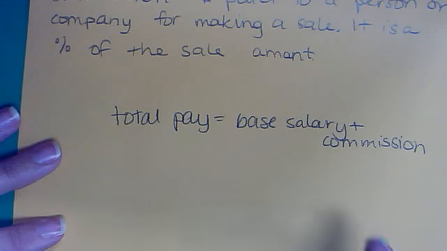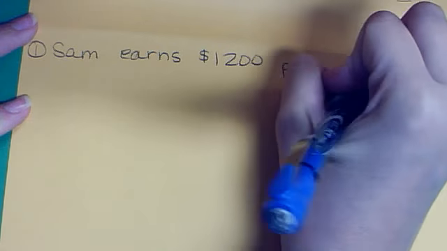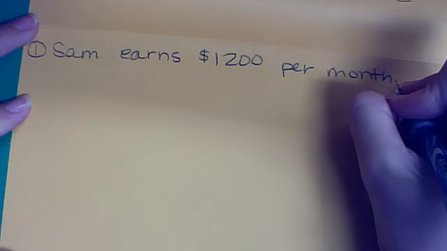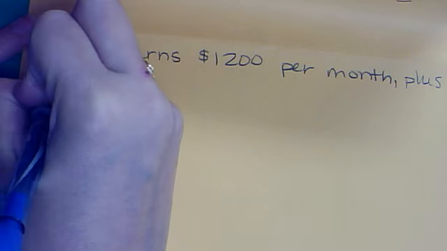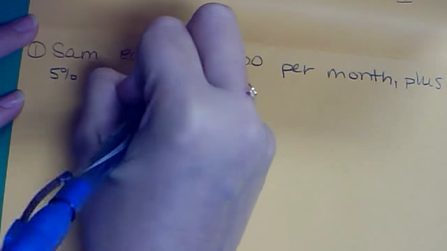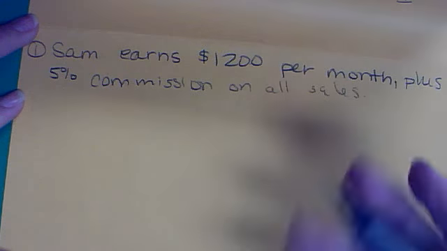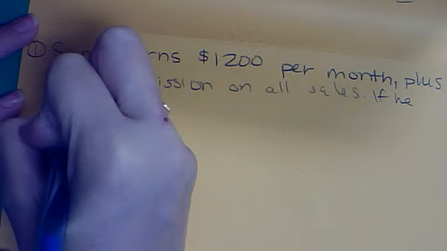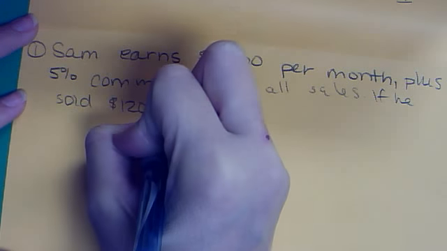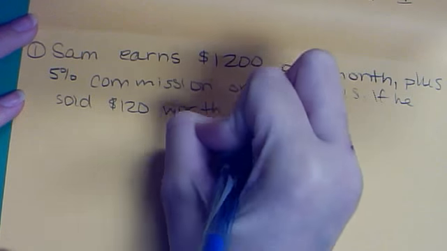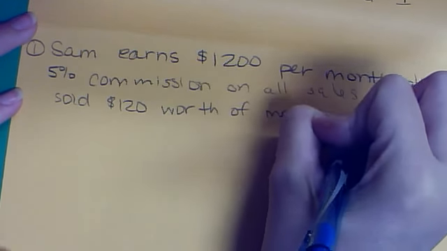Let's look at some examples of that. Number 1, Sam earns $1,200 per month. That's his base pay. Plus 5% commission on all sales. If he sold $120 worth of merchandise, what is his total pay?